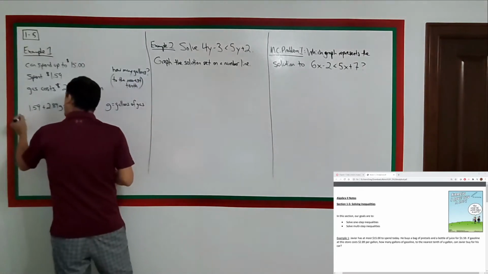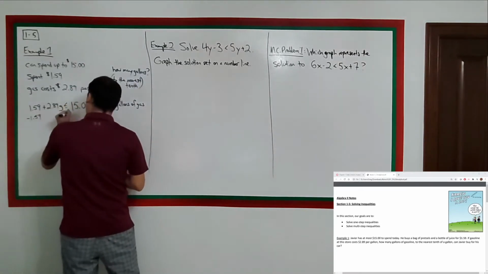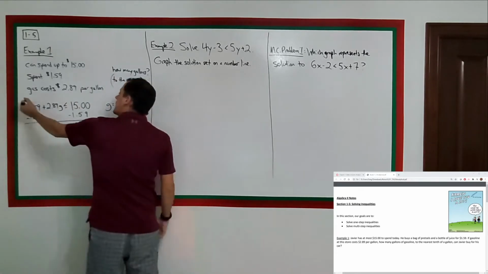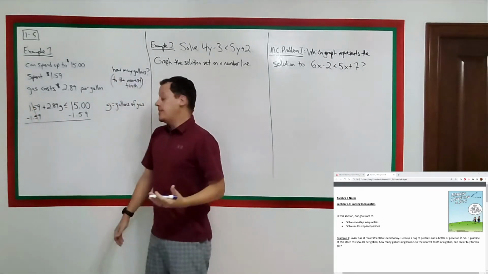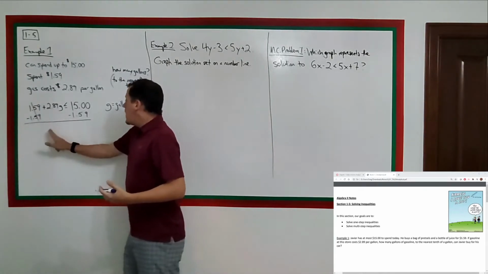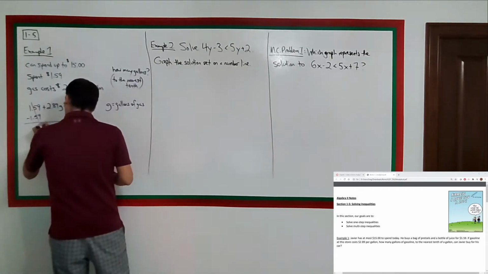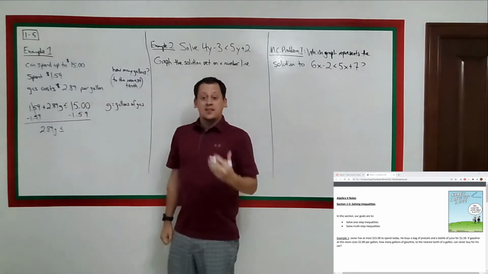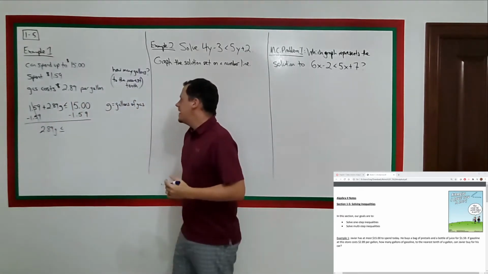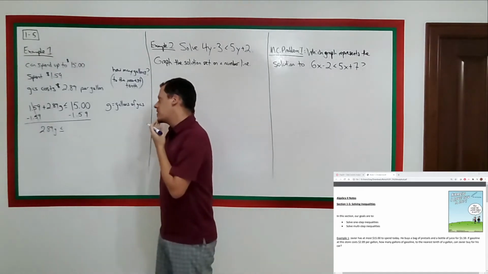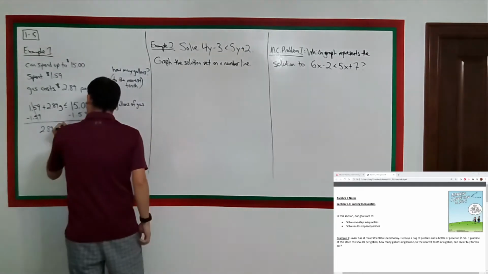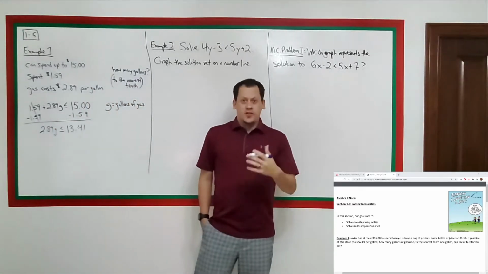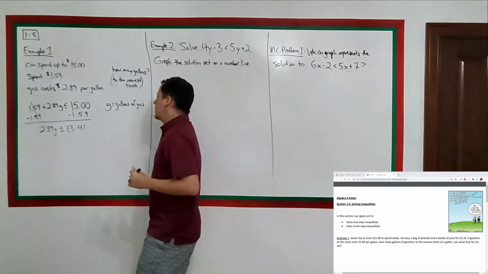This is a positive 1.59, so we subtract. These are going to cancel out, which is exactly what we want. All we have left here is 2.89G. And that's less than or equal to, you would take 15 minus 1.59, it's going to be 13.41. And you can use a calculator there, you can use the app on your phone or whatever, if you don't know that.